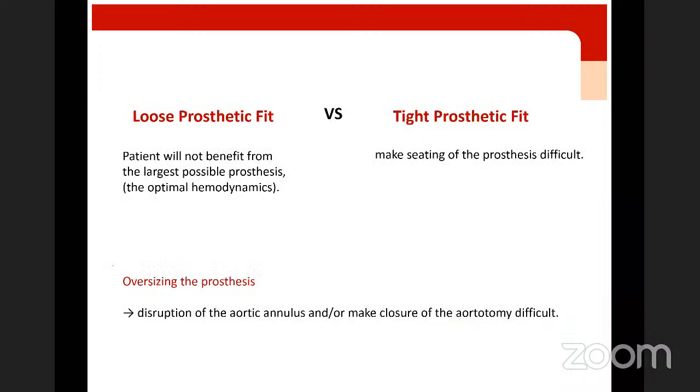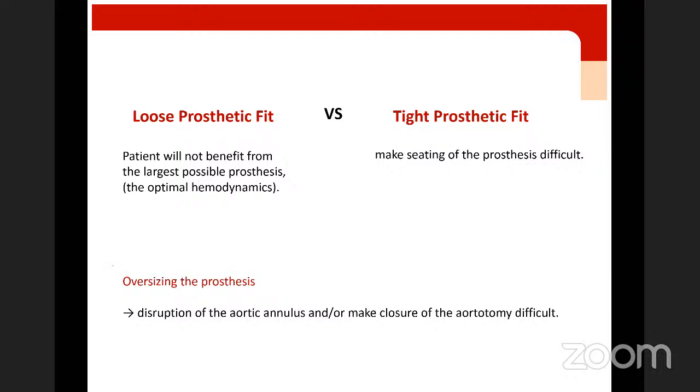We should aim for a proper fit, not too loose and not too tight. Too loose means the patient is not getting the largest possible prosthesis, which has the most optimal hemodynamics. Too tight, on the other hand, poses difficulty in seating the valve. Oversizing the valve as well can disturb the annulus and make it very difficult to close the aortotomy.